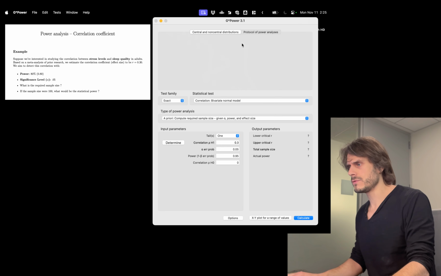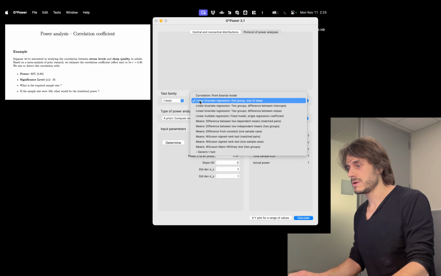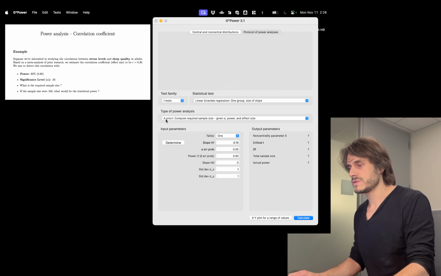So what I'm going to do once I've launched G-Power here is I'm going to select t-tests here, and I'm going to use this one, the one that's already selected here on my machine, which is linear bivariate regression, one group, size of slope. And I'm going to select a priori compute required sample size as the default, given alpha, power, and effect size, which is exactly what we have here. Let's say I aim to do a two-tailed test rather than a one-tailed test.